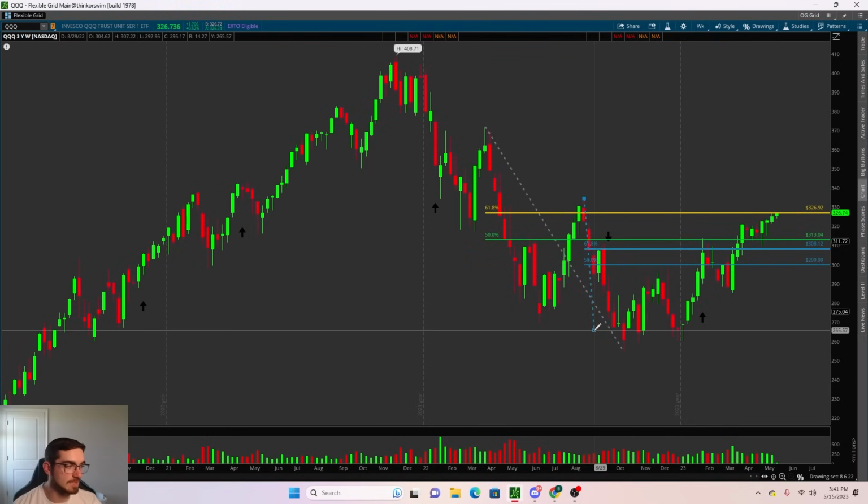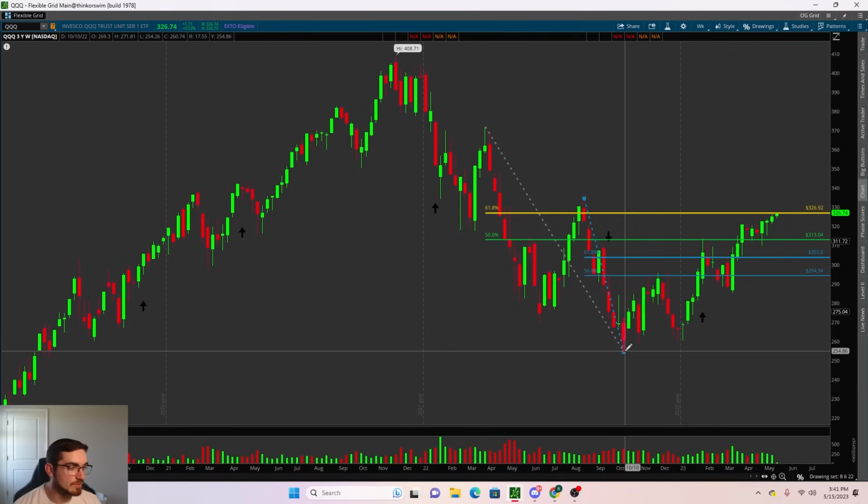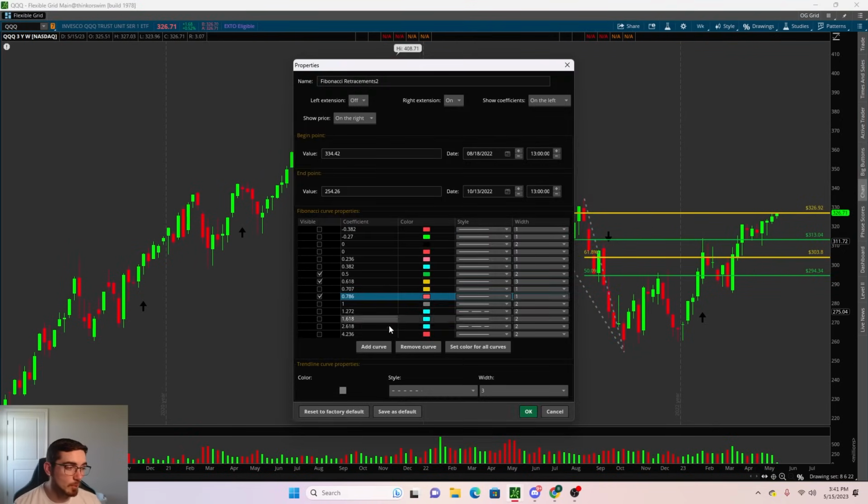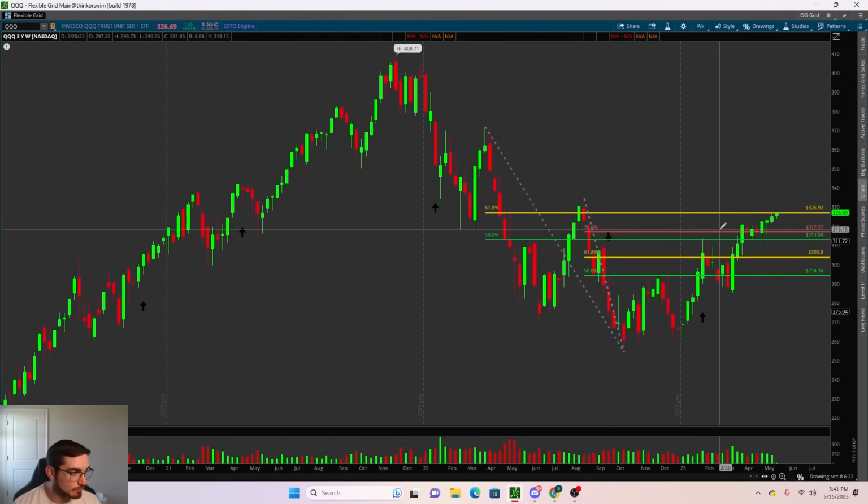We'll talk about the invalidation of fibs here in a little bit, but as you can see, price is way above the 50% and 61.8% retracement. Therefore, I don't want to use it. What you could do is put on that 78.6 and see how price reacts to it.